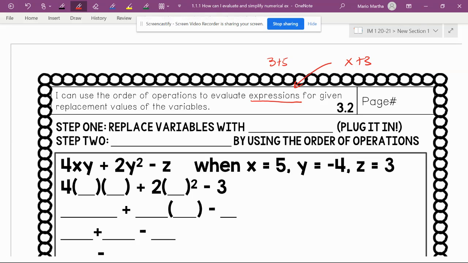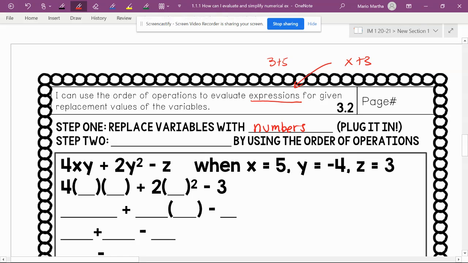So here, first, step one, replace variables. When we're doing order of operations, we want to evaluate expressions. The first step we always want to do is replace the variable with numbers. So you guys got to remember just to plug it in pretty much, right? Just throw it in there.